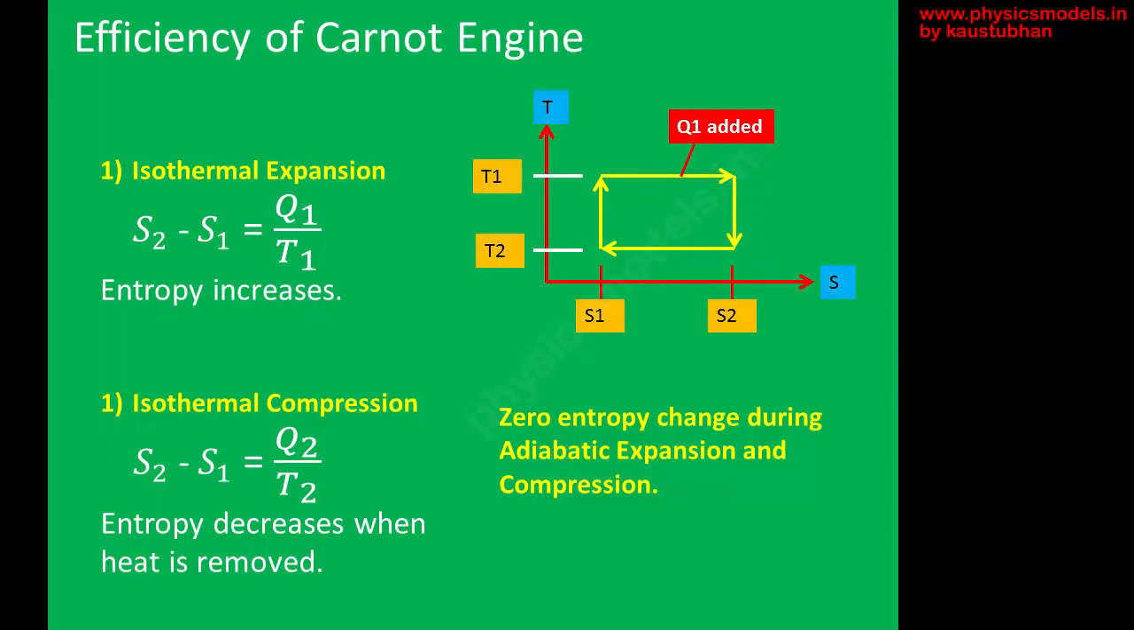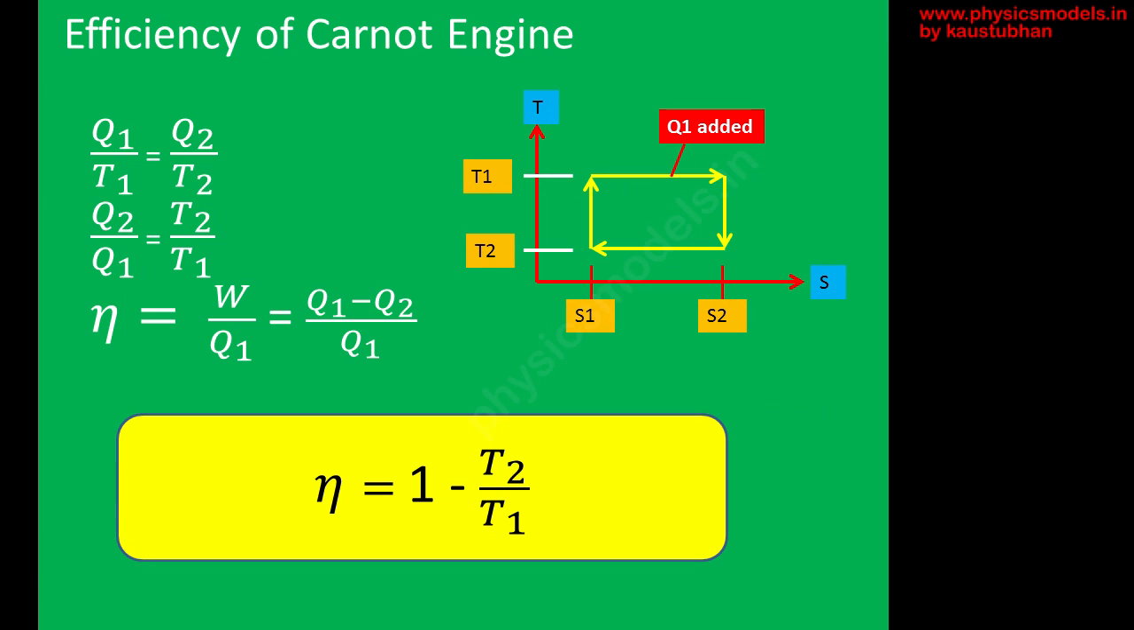During the adiabatic expansion and the adiabatic compression, there is no heat by the very definition of adiabatic, so there can't be any change in entropy. Anyway, they are vertical lines in the graph. I hope that's clear. With that, we should simply equate the S2 minus S1s and take a ratio of Q2 by Q1 in terms of temperature. Finally, coming to the efficiency of the Carnot engine with which we started.